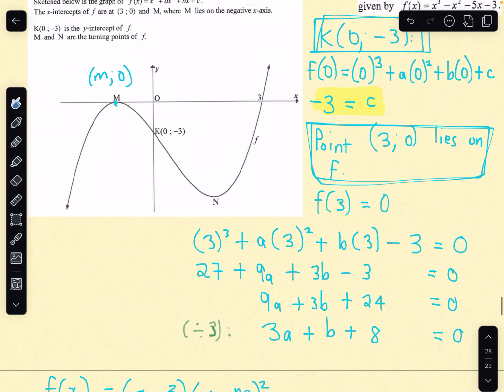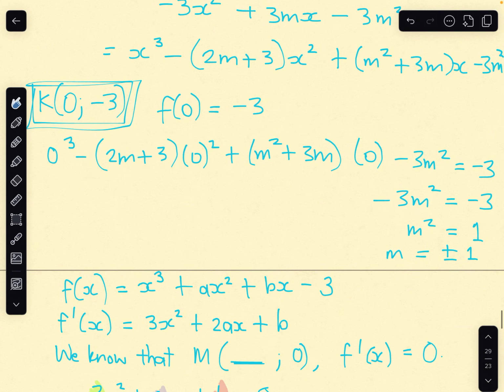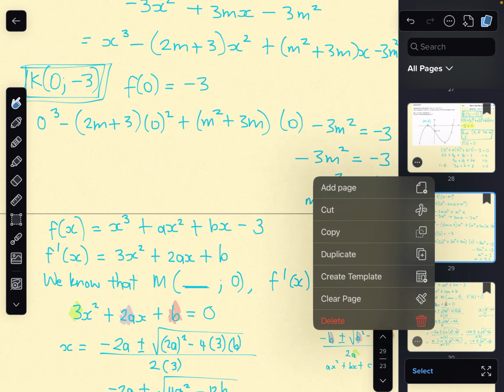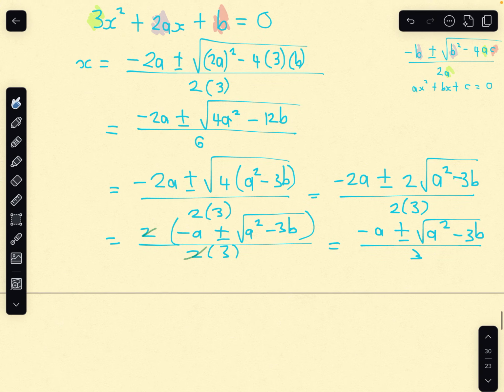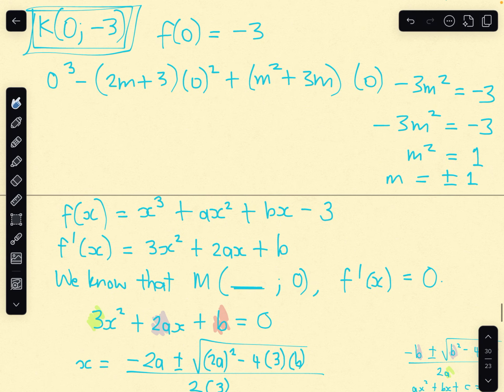M is the x-coordinate of the x-intercept, and we know that that is on the negative side of the x-axis. So we are going to say it's in the wrong place.